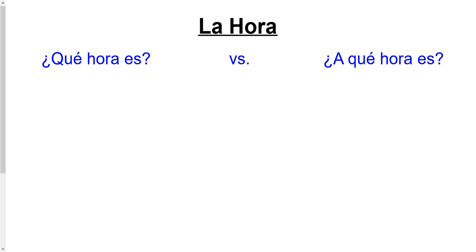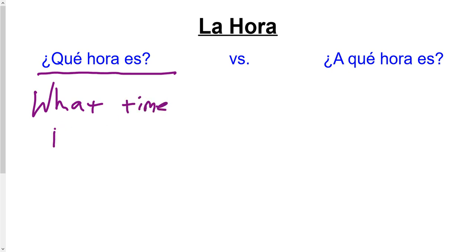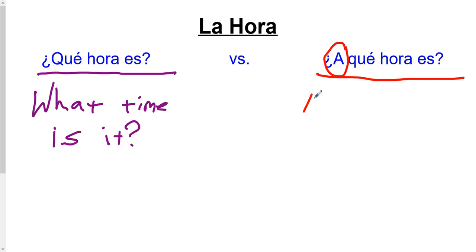One of the questions you tend to ask is ¿qué hora es?, which is what time is it? This tends to be the one people think about when you're talking about time, like, oh, I want to know what the time is. But this is actually the less common question. The more common question is ¿a qué hora es? That "a" means at. So it's what time is it at, or literally at what time is it?